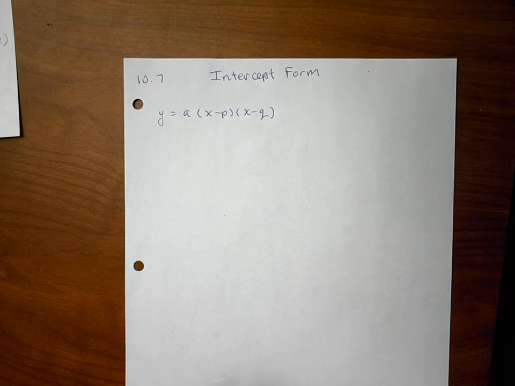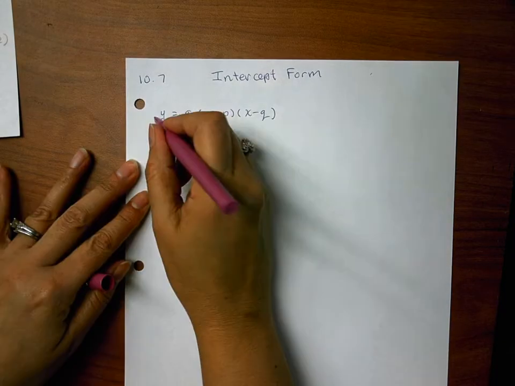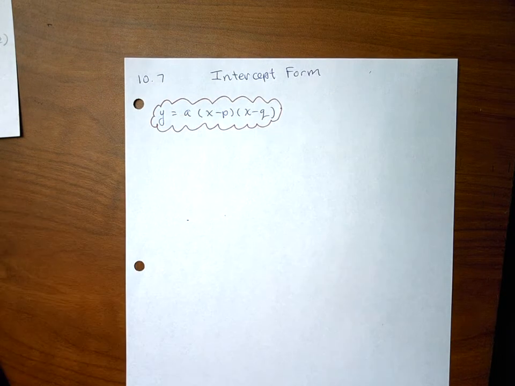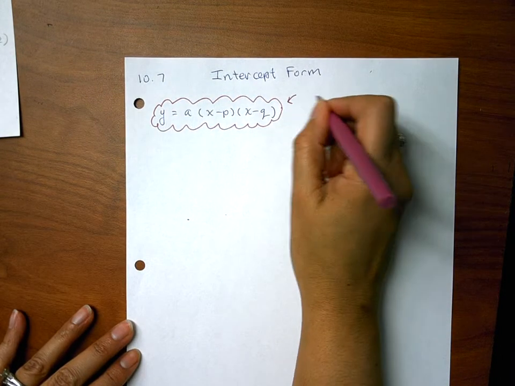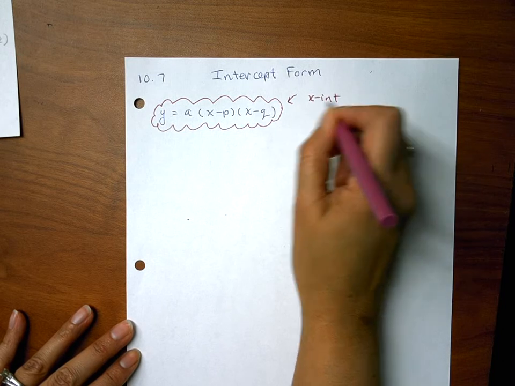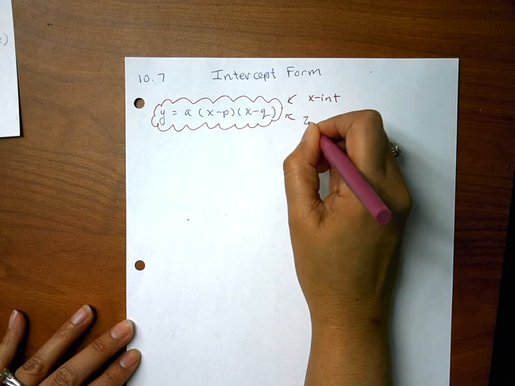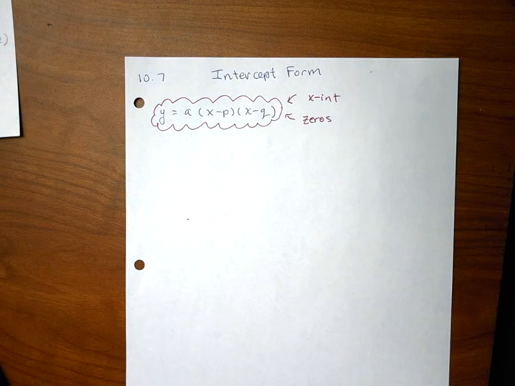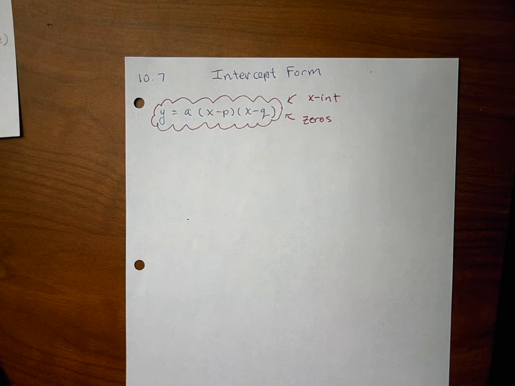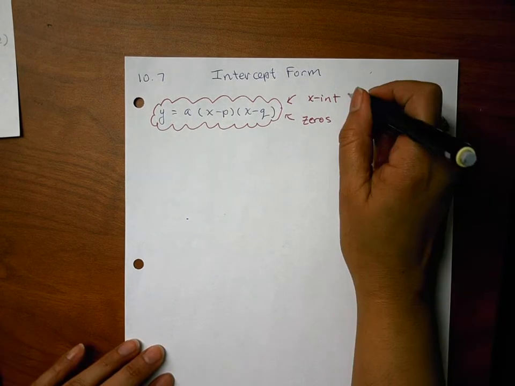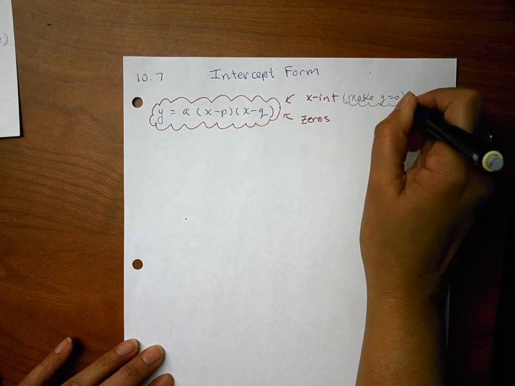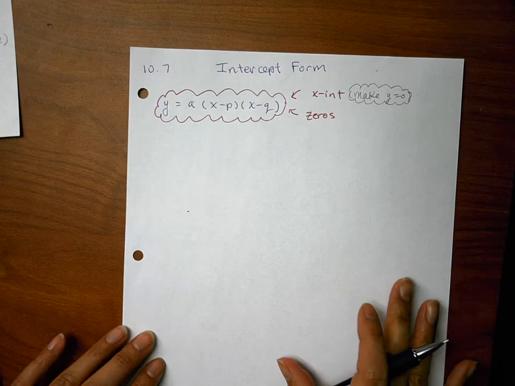Okay, intercept form. This is the form where you are easily able to find your x-intercepts. It's easy to find your x-intercepts, sometimes also called your zeros. Just know that means the same thing. They'll say find the zeros or find the solutions, find the x-intercepts. They all mean the same thing. And a reminder, how do we find x-intercepts? We make y equal to 0.